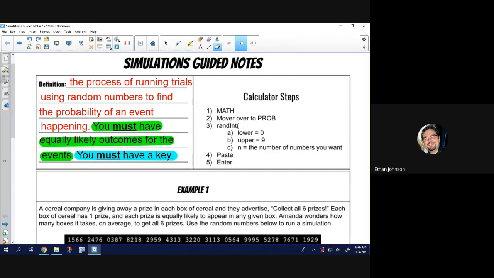And then n is the number of numbers we want. Sometimes, in fact most of the times, we're going to set n to be 1, because if we need more numbers, we can just hit enter more times. So then you'd hit paste, and then you'd hit enter. And the nice thing is, if we want another set of random numbers, we don't have to go through this process again. We can just hit enter again, and we can hit enter as many times as we need.